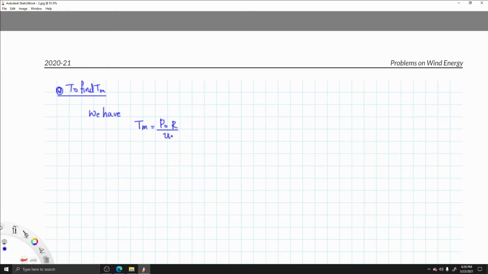So we have the unknowns here. P naught. How to find out P naught? We have an equation. We have P naught equal to half into rho into A into U naught cube. So we don't know what is the value of rho and also what is the value of A, where rho is the density and A is the area. So we'll find out rho, which is the density.